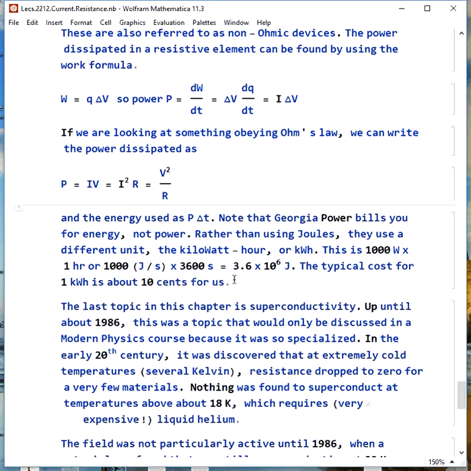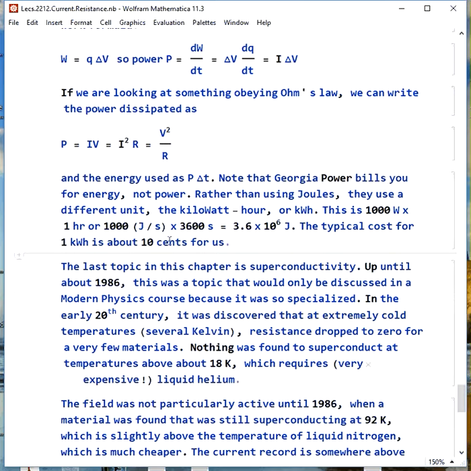Now remember, Georgia Power doesn't bill you for power, they bill you for energy. The only thing that's weird is instead of using joules, which we would use for energy, they use kilowatt hours. So this is 1,000 watts for 1 hour. Your microwave is probably about 1,000 watts. If you run it for an hour, you'll have used a kilowatt hour worth of electricity. This is 3.6 million joules, and this is in the ballpark of 10 to 15 cents, depending on time of year and things like that.